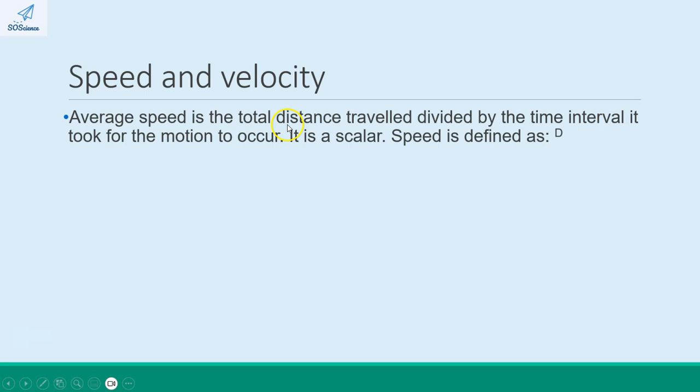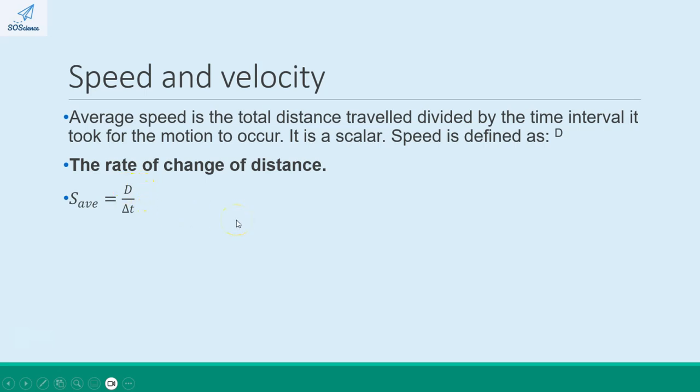Your average speed is the total distance traveled divided by the time interval that it took for that motion to occur. Now, speed is a scalar, and speed may be defined as the rate of change of distance. If we look at this formula, speed is distance over time. Any formula that is over time, you may define as the rate of change of the numerator. So in this case, speed is the rate of change of distance.